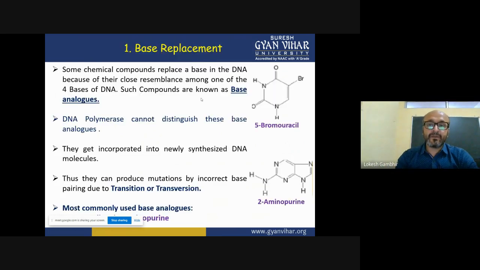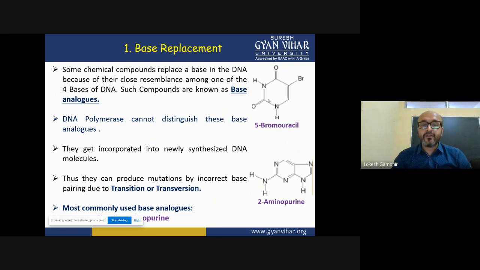So let's talk about the replacement. Taking an example, we are talking about the base analogs here. So we have four bases, ATGC. Consider a compound called 5-bromouracil. Now our DNA polymerase is not able to distinguish between the actual ATGC and the base analogs. That's the concept. Similar concept that we had studied in thymidine kinase when we were talking about antiviral designing.